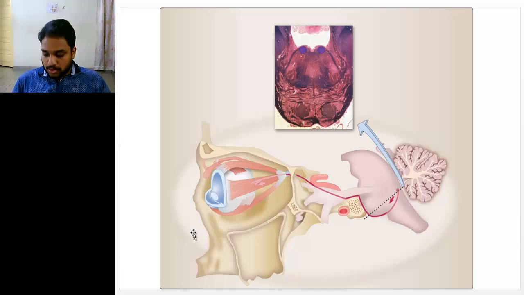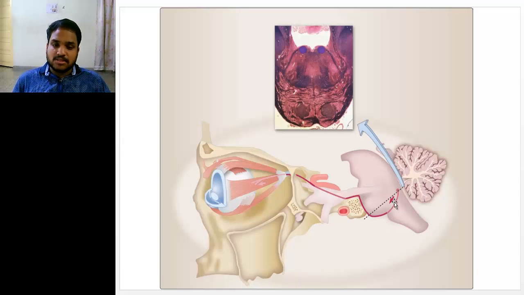Now we would come on to the sixth cranial nerve. What is the sixth cranial nerve? The abducens nerve. So the abducens nerve supplies the lateral rectus muscle, right? LR6. Lateral rectus muscle is supplied by the abducens nerve. What is the function of lateral rectus? Abduction of the eye. So from that the name has come, abducens nerve, right?